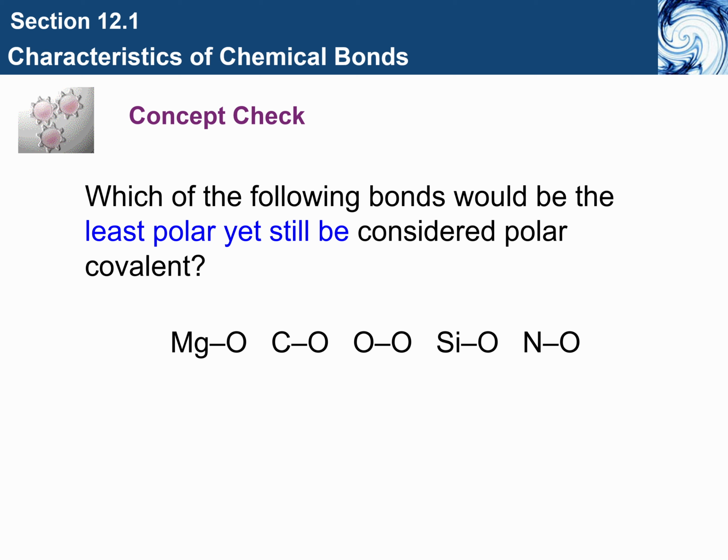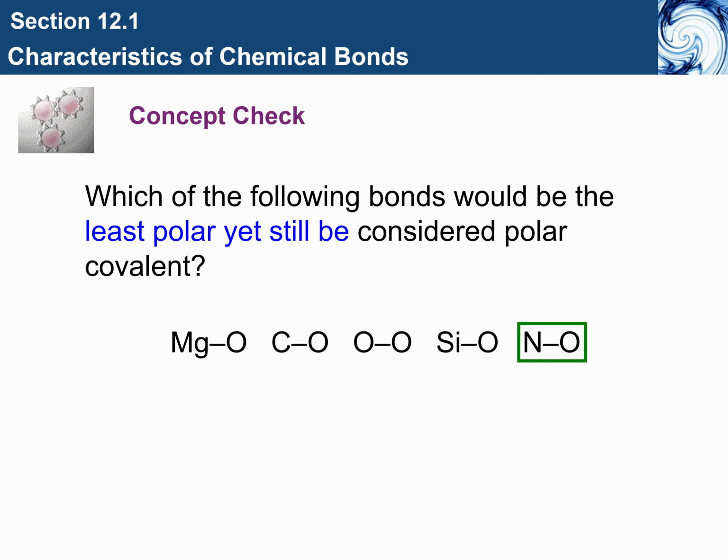Concept check. Which of the following bonds would be the least polar, yet still be considered polar covalent? Remember, the difference between polar and nonpolar is that nonpolar has an even sharing and polar has uneven sharing. So which of these will have a number great enough to be considered polar covalent? But also, do not forget, between a metal and a nonmetal, we are likely to see a non-sharing or an ionic bond. The answer is nitrogen to oxygen.